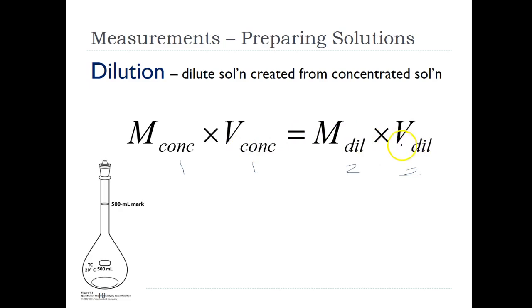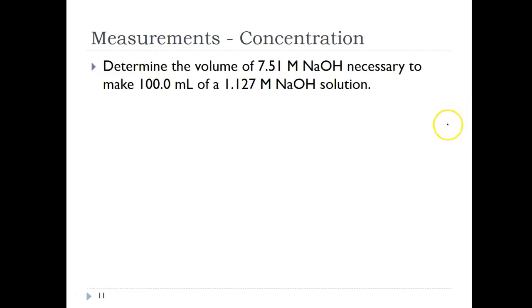The volumes can be in any unit as long as they're the same, and technically the M's stand for molarity, but they can also be in any concentration unit that you need as long as they're the same on both sides. Like you couldn't put molarity on one side and parts per million on the other, but you could do parts per million, or molality. It doesn't matter what the unit is, you can still use M1V1, M2V2.